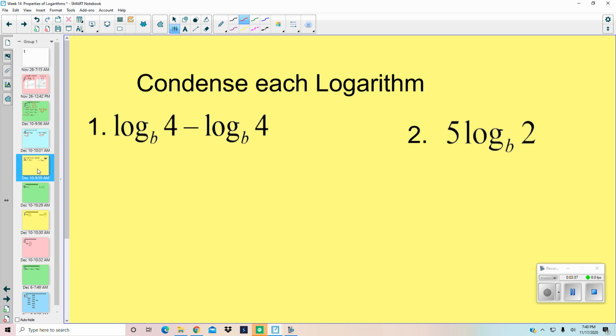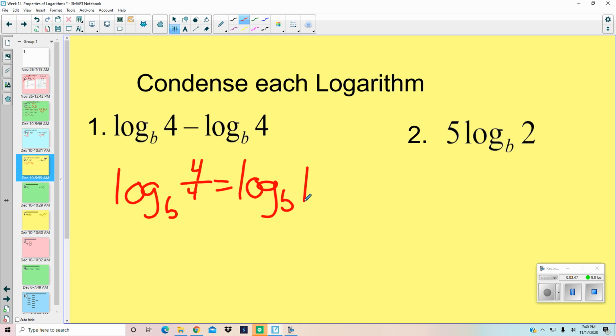Subtraction, this first one, becomes division. Log base b of 4 over 4 is actually going to be log base b of 1, which we already know is 0 from the first property, which makes sense. Log base b of 4 minus log base b of 4 gives you 0, so that shows that that's true. The second one is just asking you to make it a power instead of a coefficient.